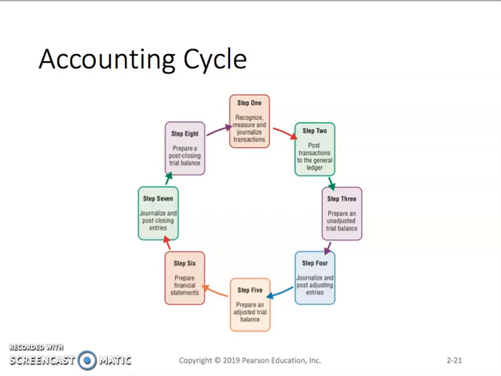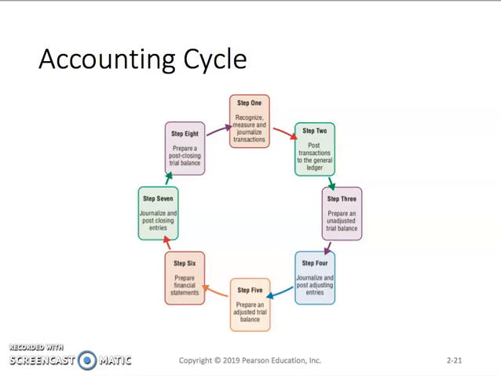So first, I want to take a 30,000 foot view, an overarching view of the accounting cycle. These are the steps that are involved, and then we'll go back and start adding on our practice of recognizing, measuring, and journalizing transactions, posting them to the ledger, creating our trial balances, our financial statements, closing the accounts, etc.